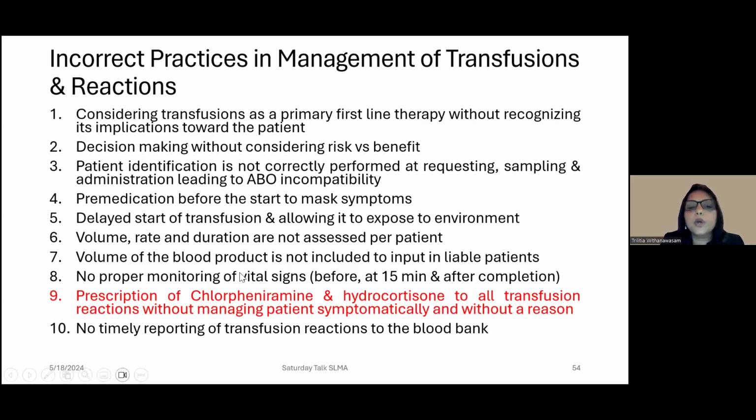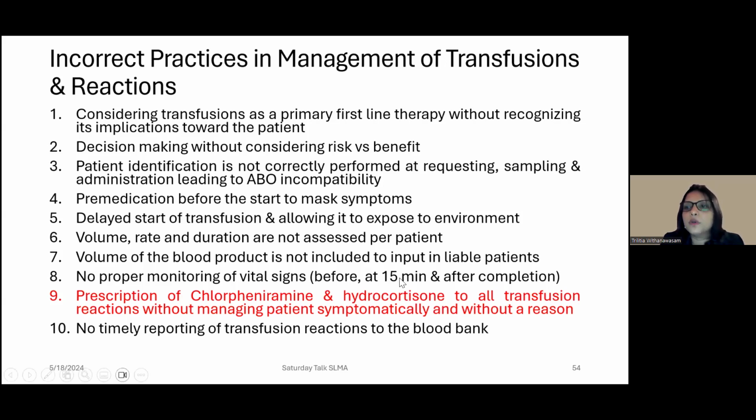And then there's no proper monitoring of vital signs. The recommendation is to check the vitals before transfusion and within 60 minutes of the transfusion, and the transfusion should be very slow until 15 minutes, where we allow anything to happen, so that we know what is happening to the patient.